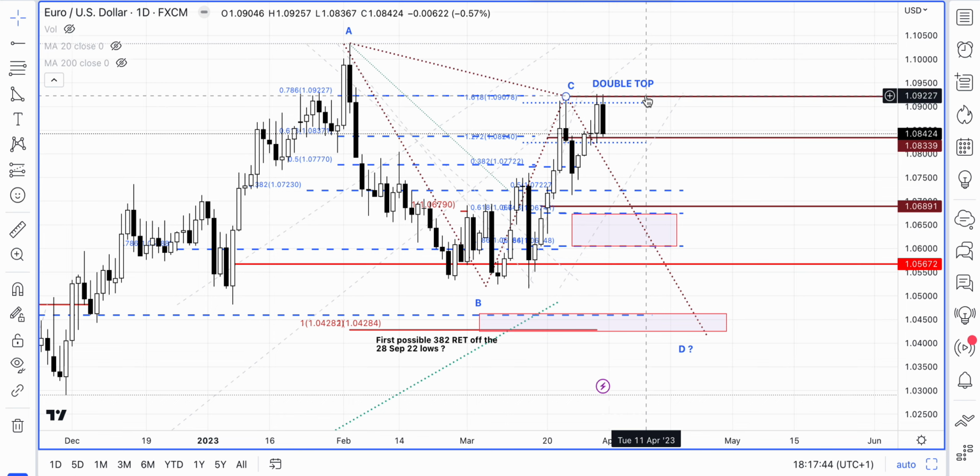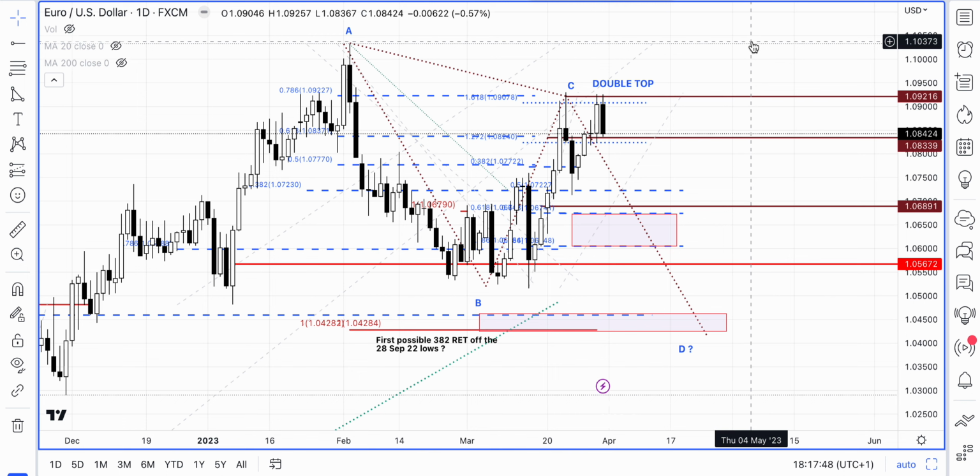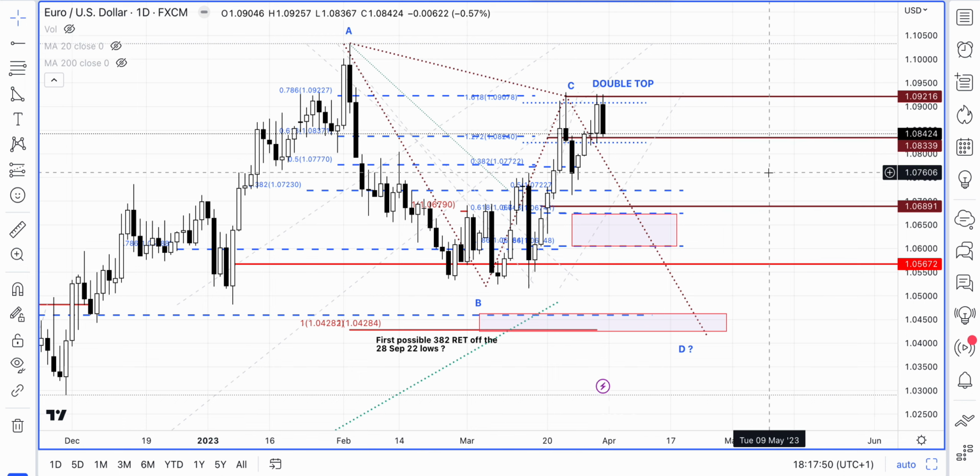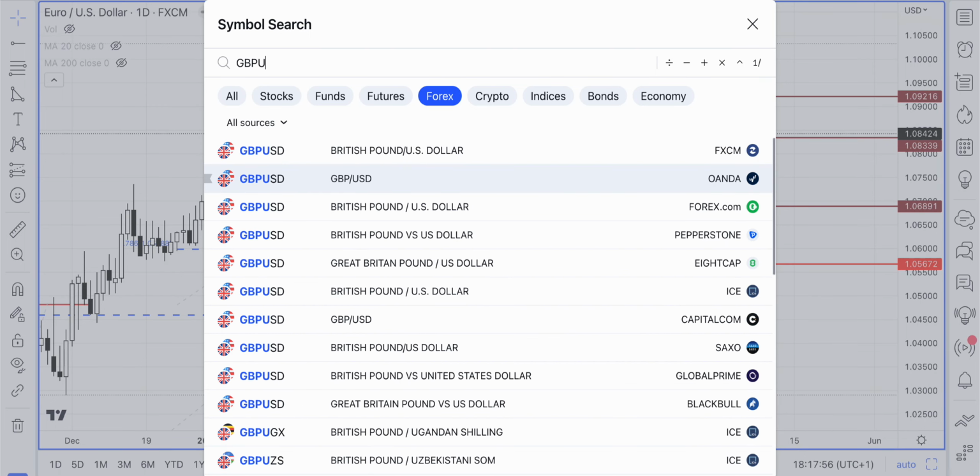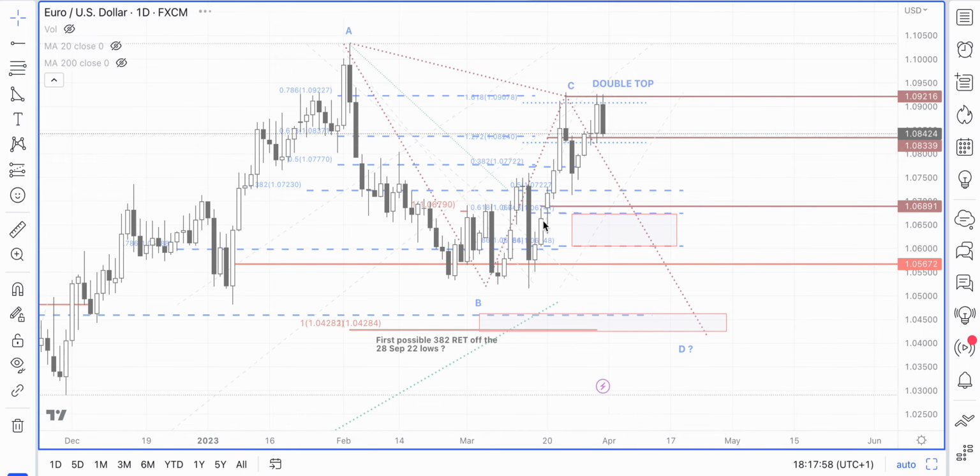If this point is convincingly taken out, then of course we have another cycle which could take the price higher, but the bias is towards the downside. We'll have to watch the price action really carefully. Let's take a look at the GBPUSD.